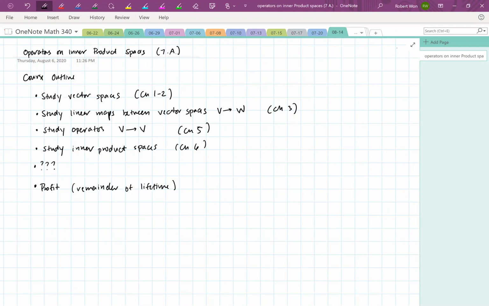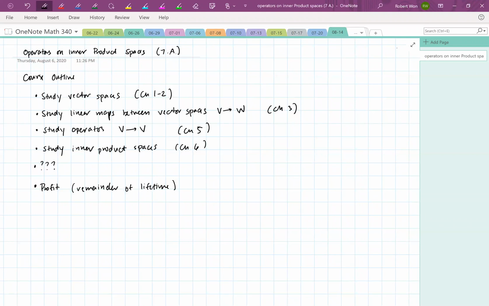In chapter 6, we studied inner product spaces, which are special kinds of vector spaces, equipped with a little bit more structure than a vector space. Then question marks, and then profit. That's the rest of your life.